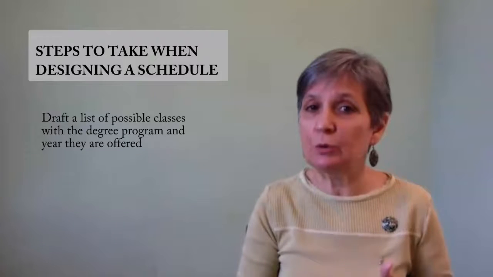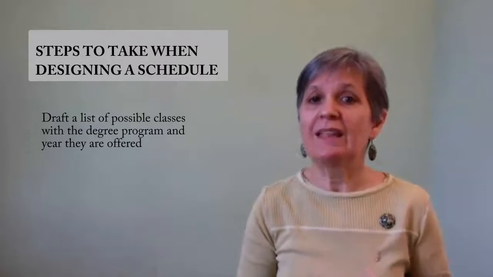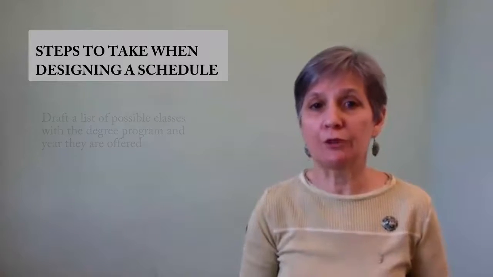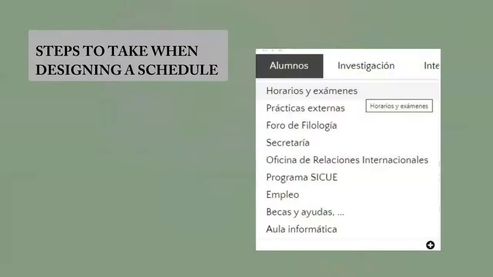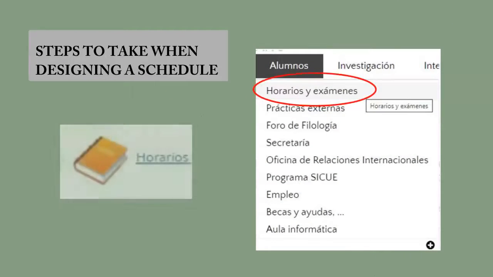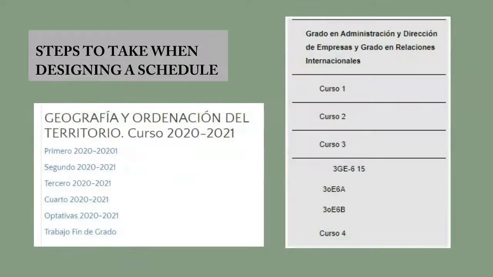Begin by preparing a list of courses you're interested in taking. Include the school, the degree program, and the year it belongs to. This information will be vital when looking for the schedule. Then you will need to enter the different school websites and seek out horarios, or class schedules, for each degree program that corresponds to your selected course.